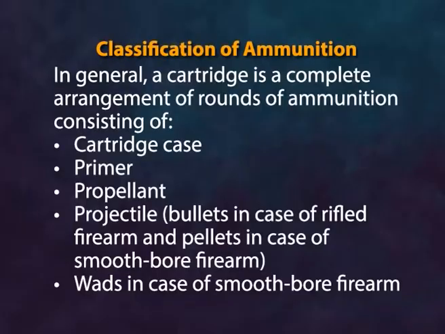Now let us have a look at the classification of ammunition. In general, a cartridge is a complete arrangement of rounds of ammunition consisting of cartridge case, primer, propellant, projectile, bullets in case of a rifle firearm, and pellets and wads in case of a smoothbore firearm.